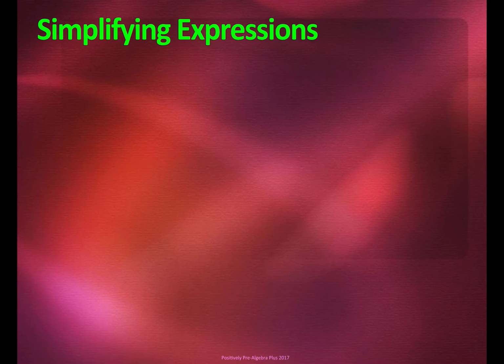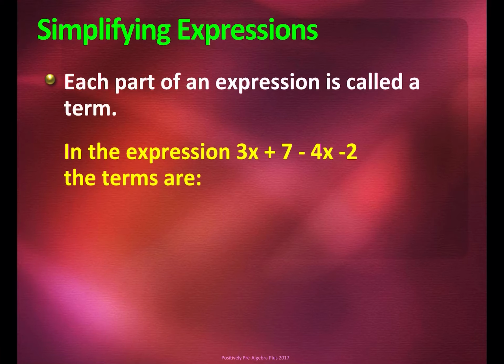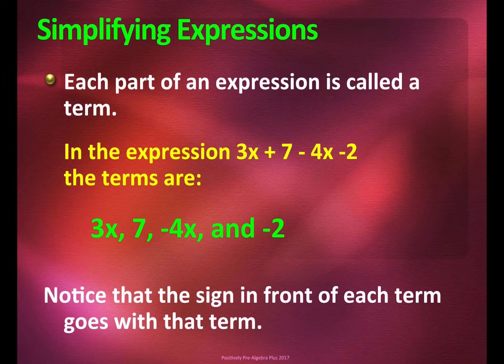So simplifying expressions again. Each part of an expression is called a term. In the expression 3x plus 7 subtract 4x subtract 2, the terms are 3x, 7, negative 4x, and negative 2. Notice that the sign in front of each term goes with that term.